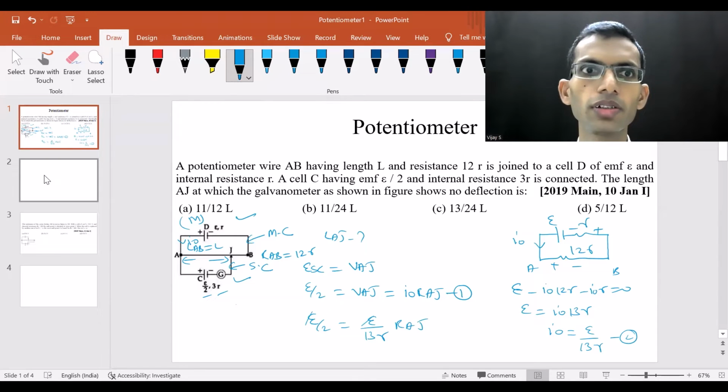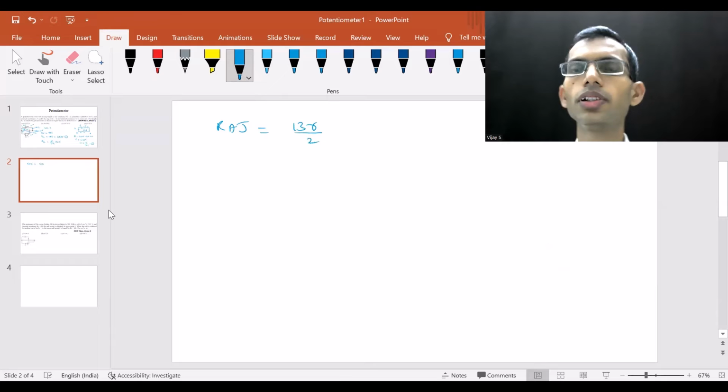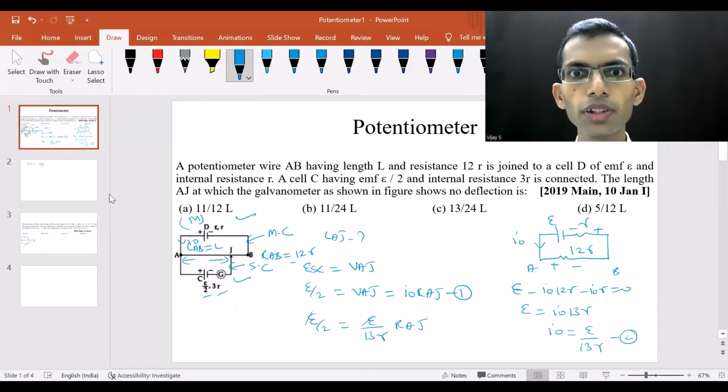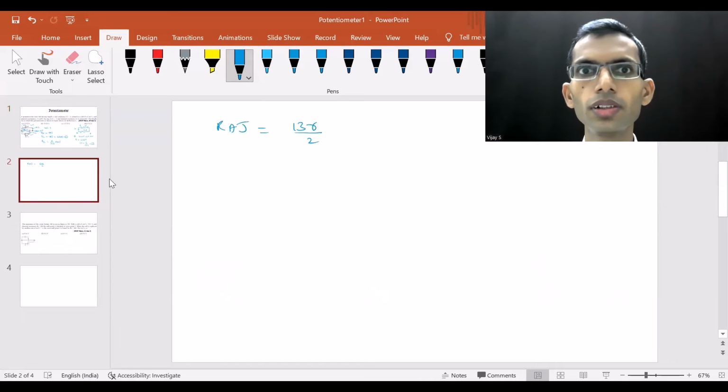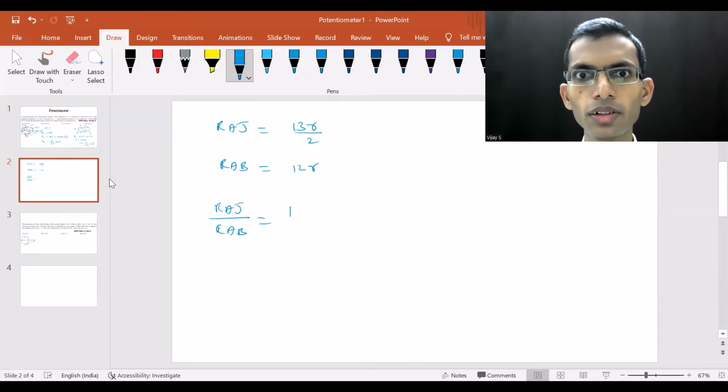Let me move to the next slide. So RAJ is equal to 13R by 2. But we know RAB is 12R, the resistance of the wire between A and B. When we take the ratio, RAJ by RAB is equal to 13R by 2 into 12R, that is 13 by 24.